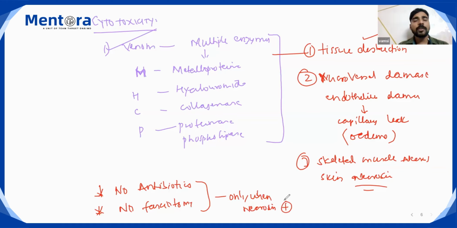So this is all you need to know about cytotoxicity. There are multiple enzymes, and all these enzymes lead to tissue destruction, and also cause microvessel damage, leading to edema, and finally leading to skeletal muscle necrosis and skin necrosis. So whenever this type of patient comes to you, there is no role of antibiotics or fasciotomy. Only when there is necrosis is there a role for antibiotics or fasciotomy, right?